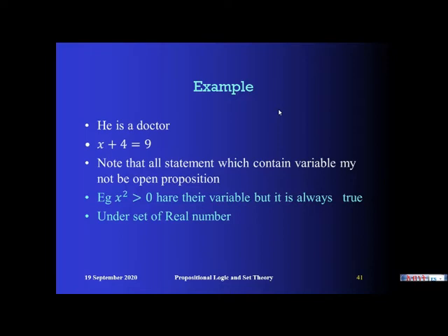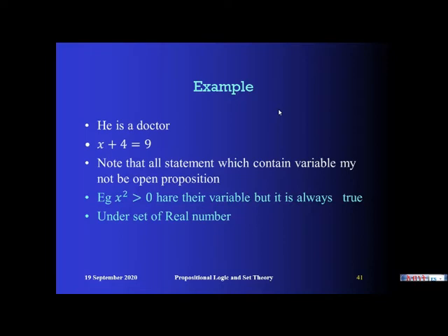And the second one, x plus 4 is equal to 9. Now, it contains a variable, so it is not a statement, but it is open, meaning it has a chance to be a statement. But be reminded: not all sentences which contain a variable are open statements. Before we said an open statement contains a variable, but here take care.